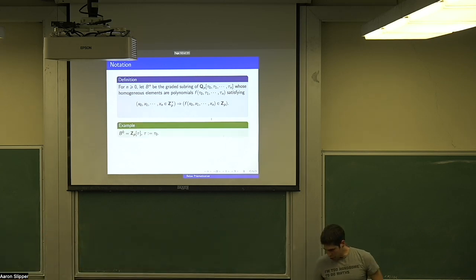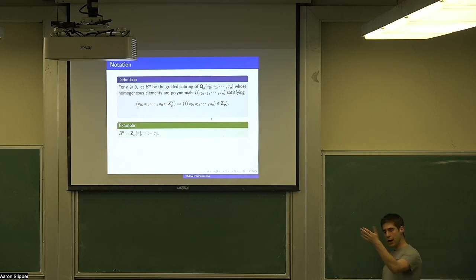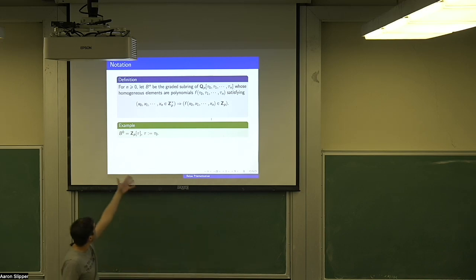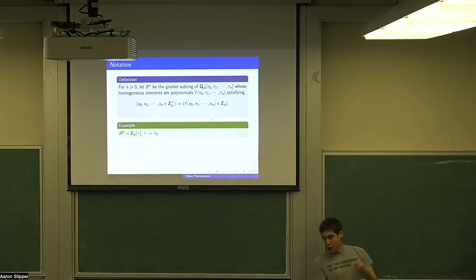So what are some examples? Well, B0. First of all, this subring always contains all of the variables, tau 0 through tau n. And in the case of B0, it doesn't contain anything else, just polynomials in tau. Let me emphasize, this membership is a condition I'm writing down for homogeneous elements. It's possible to write inhomogeneous elements that satisfy this condition where their homogeneous components do not.